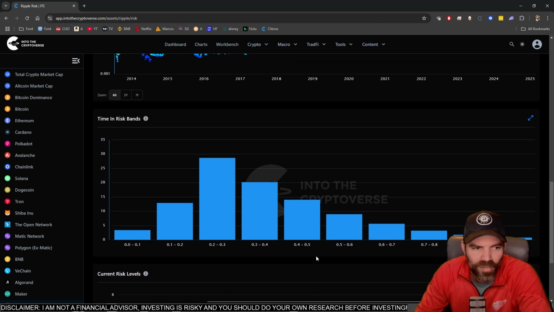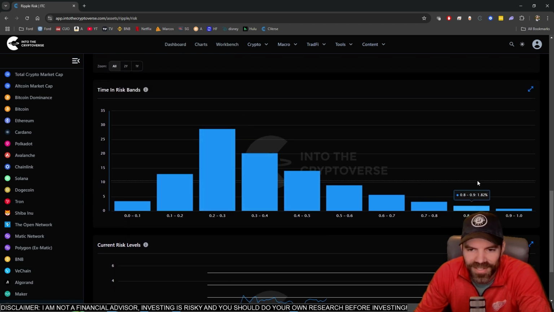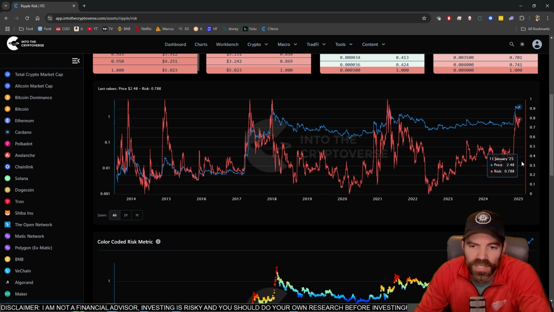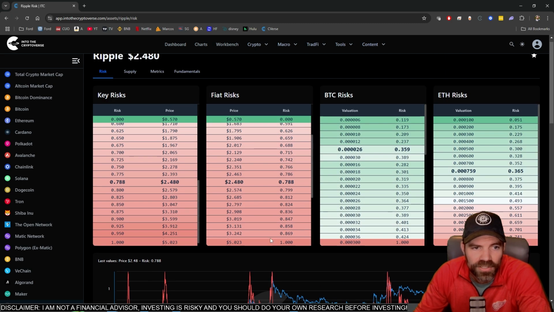And then another good point is this time in the risk bands. So right now we're in the 80% risk band, 80 to 90%. And it says that we only spend 1.82% of time in this band on average. For the 90 to 100% risk, it's only 0.84%. So we don't spend a lot of time at these points. You can see that. We really do not spend a lot of time. So the top of this line is basically the most risk you could have, and we're getting very close. That means I will start taking profits.